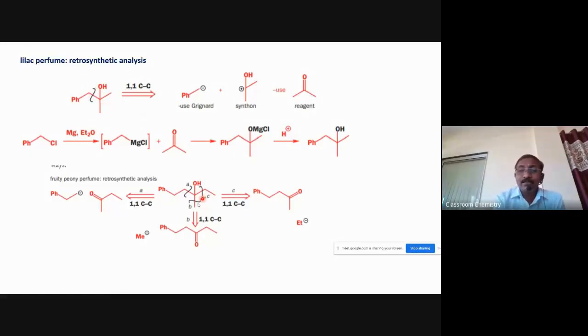But when they are non-equivalent, again it is a fruity peony perfume. If you observe, there are three different alkyl groups, A, B and C. So we have to check at which position we can disconnect, whether A is correct, whether B is correct or C is correct.